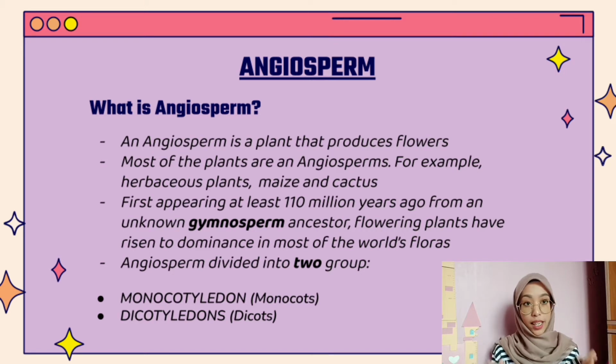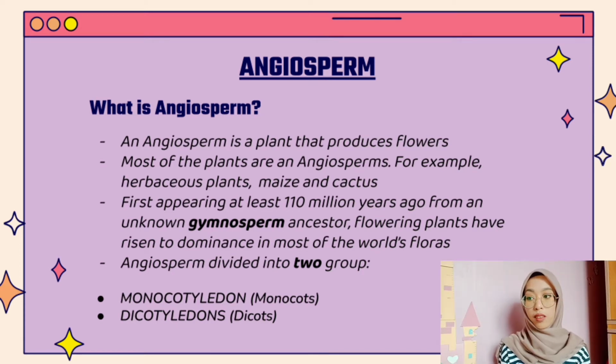Most of the plants are angiosperms, for example, herbaceous plants, maize, and cactus. The first appearance of angiosperms was at least 110 million years ago, from an unknown gymnosperm ancestor. Flowering plants rose to dominance in most of the world's floras. Angiosperms are divided into two groups, which are monocotyledons and dicotyledons.